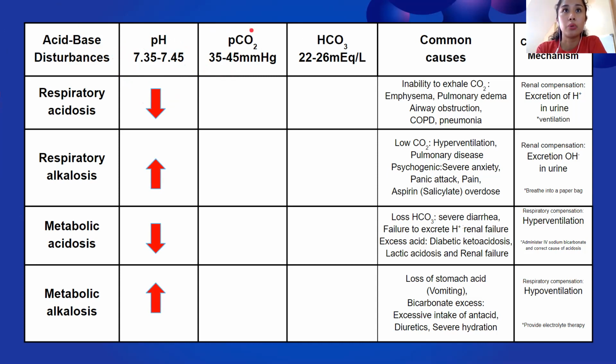Now, class, we're heading to partial pressure of carbon dioxide or PCO2. Your PCO2, class, is 35 to 45 millimeters of mercury. So, as a clue, class, kung ang pH natin 7.35 to 7.45, ang partial pressure of carbon dioxide natin is 35 to 45 millimeters of mercury. Don't forget the unit, ha? So, hopefully, you won't forget that, okay?